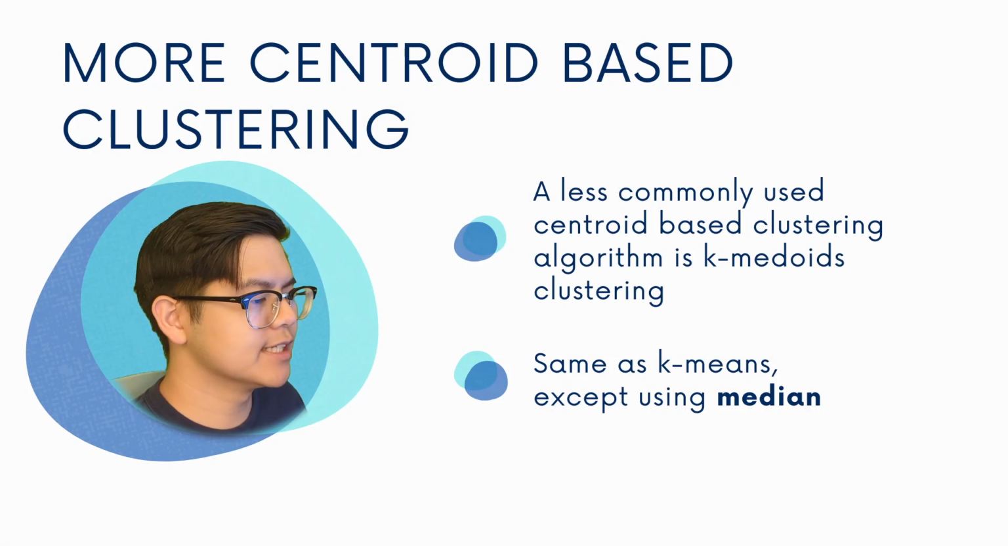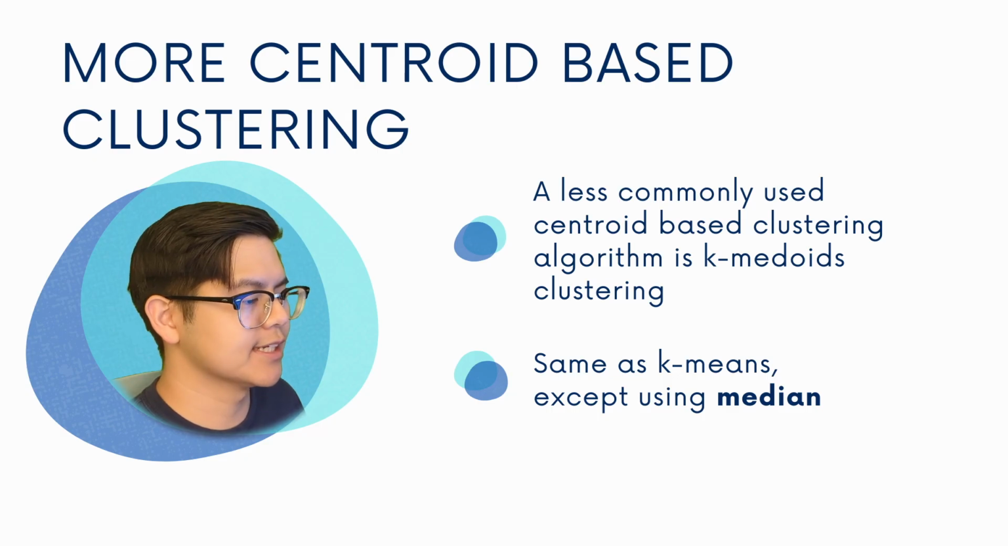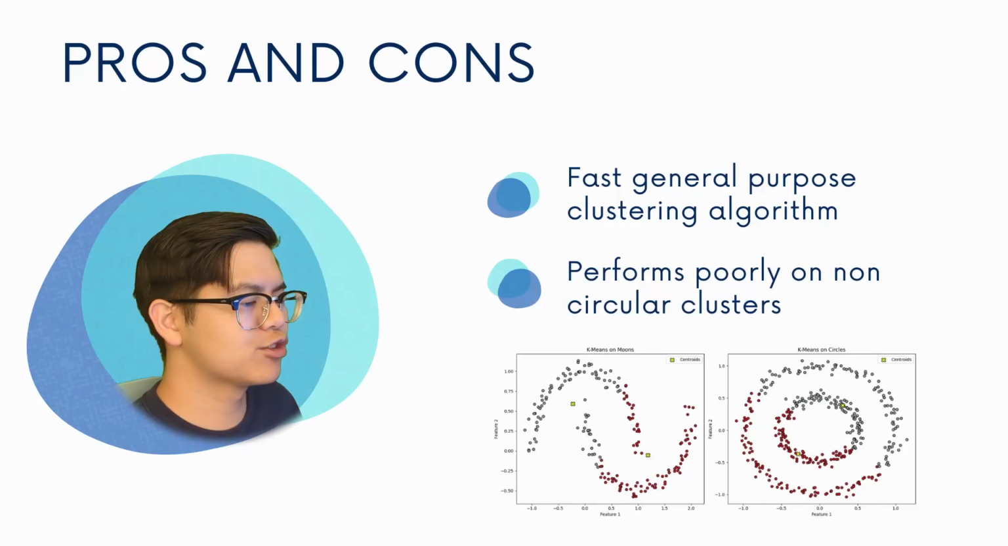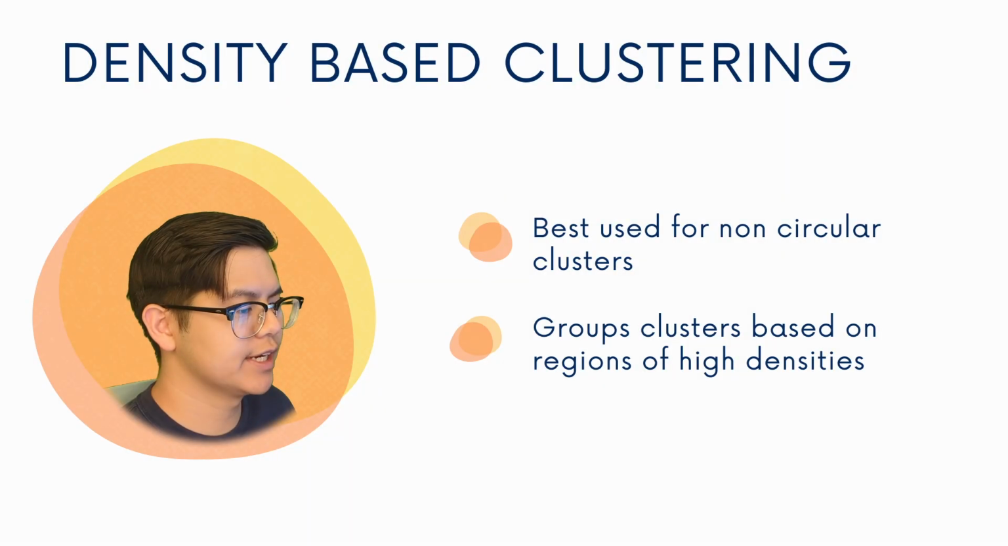K-means clustering is the most commonly used centroid-based clustering method, but other algorithms do exist. K-medoids clustering is similar to k-means clustering, except that it uses median instead of mean. The biggest drawback is that it performs poorly on non-circular clusters. You can confirm this by going to the K-means clustering Shiny app and switching to the Donuts tab. Density-based clustering is preferred when it comes to non-circular clusters. It groups clusters based on regions of high densities.